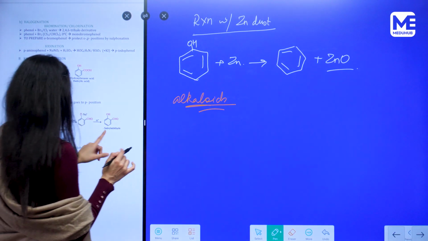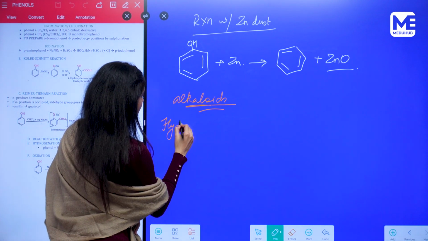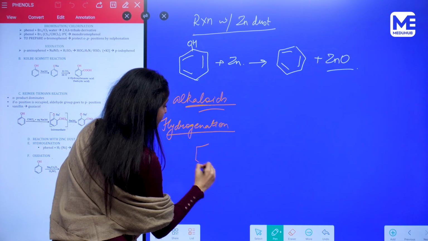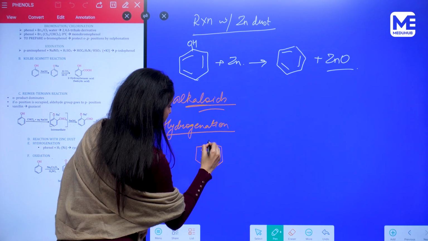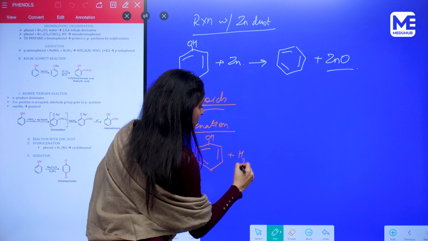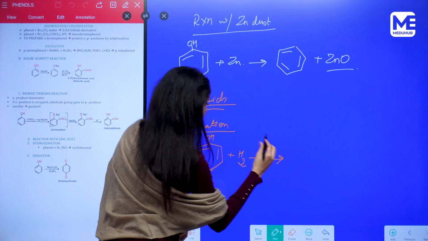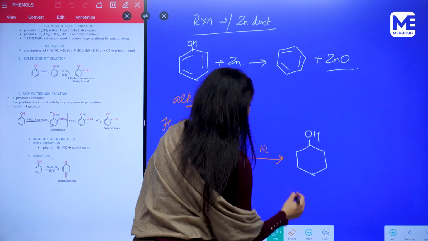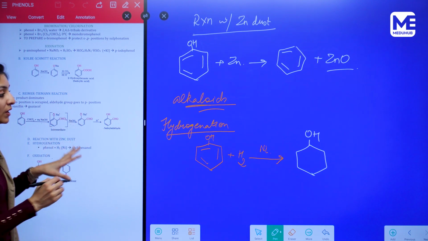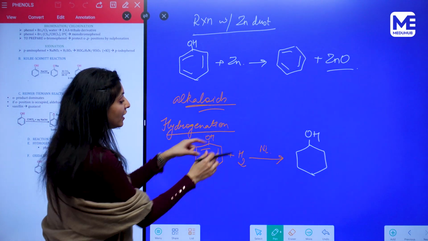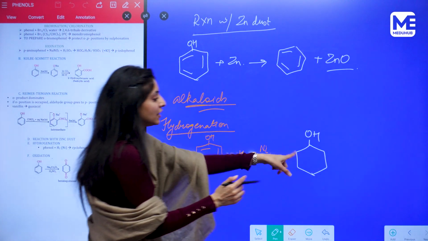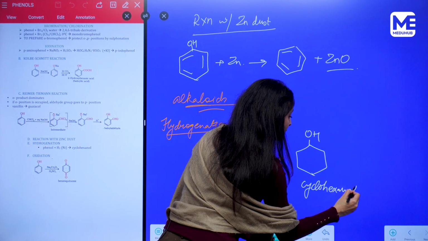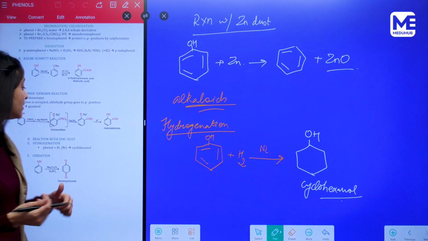Next is hydrogenation of phenol. Hydrogenation is addition of hydrogen. So if you have phenol, upon addition of hydrogen in the presence of catalysts like nickel, you will get this product. So this is a cyclohexanol. These double bonds are no longer there. Hydrogen is added onto the benzene nucleus and you get cyclohexanol, which is not an aromatic compound. Alright, this is a cyclic compound.